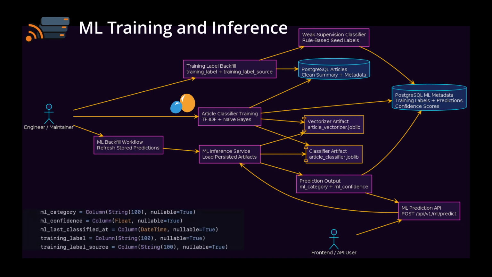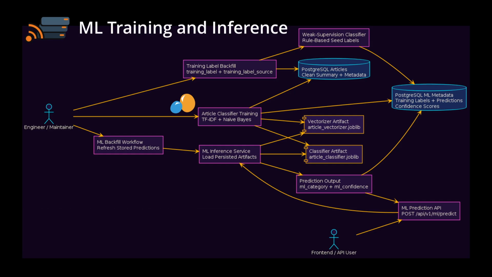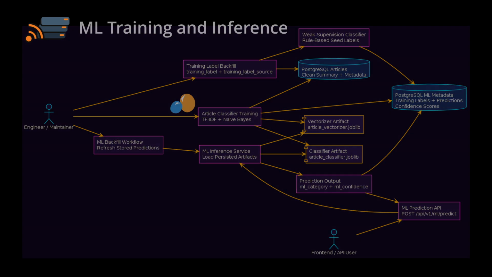One design decision I'd like to highlight is the separation between training labels and model predictions. Training labels are the labels used to train the model. In this project, they are generated through a weak supervision workflow, meaning deterministic rules are used to create initial training labels. Model predictions are different. They are generated later during inference, when the trained model is used to classify article text.